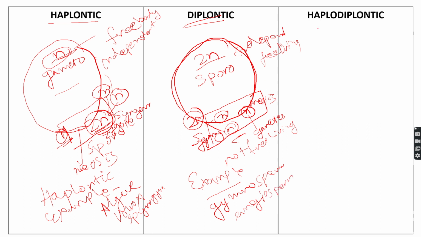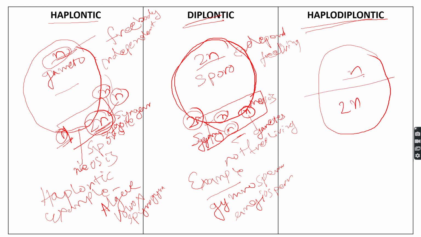Okay, the third is haplodiplontic. As the name suggests, almost half of the life cycle is haploid and half is diploid. So the examples of haplodiplontic are basically the bryophytes and pteridophytes.